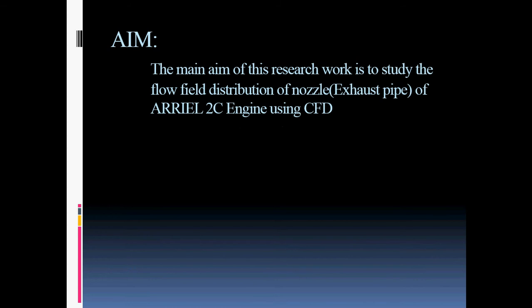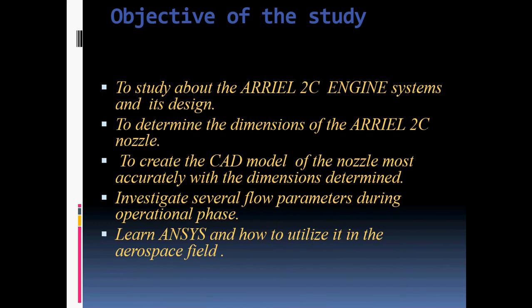The main aim of this research work is to study the flow field distribution of the nozzle of the Ariel 2C engine using CFD. The main objectives of the study are to study the Ariel 2C engine system and its design, to determine the dimensions of the Ariel 2C nozzle, to create the CAD model of the nozzle most accurately with the dimensions determined, to investigate several flow parameters during the operational phase, and to learn ANSYS and how to utilize it in the aerospace field.